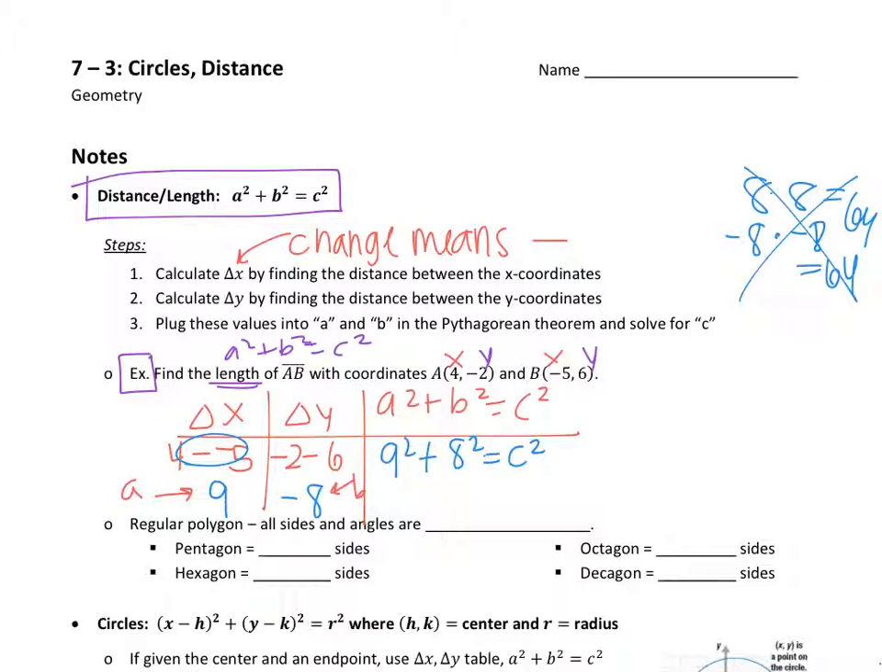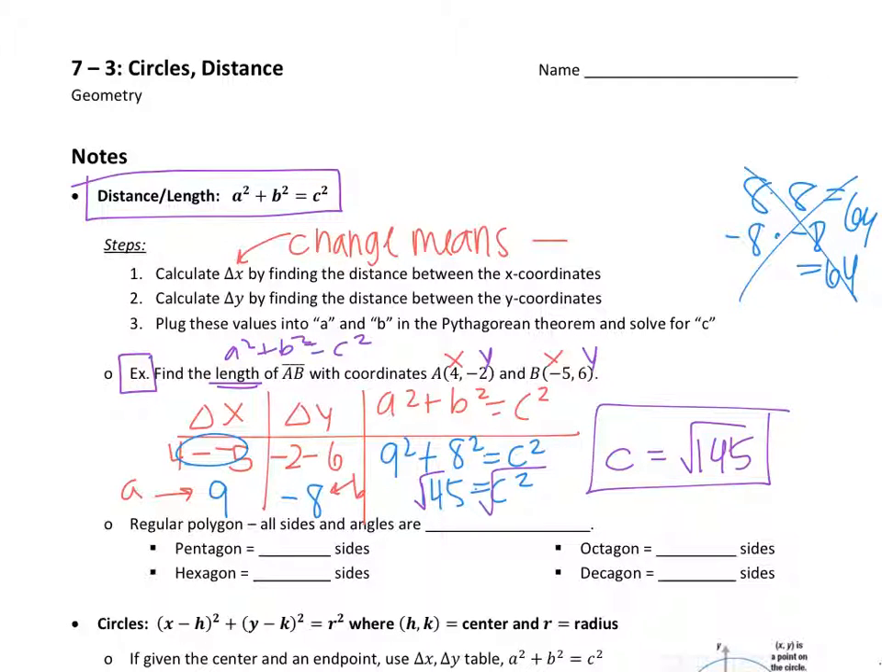Okay, so now we have 9 squared plus 8 squared. We're going to type that right into the calculator. 9 squared plus 8 squared, and we get 145 equals c squared. In order to undo squaring, we just simply square root. So now we have c equals square root 145. And we can leave it just like that. The only time we cannot leave it like that is if it says to write it in simplest radical form.